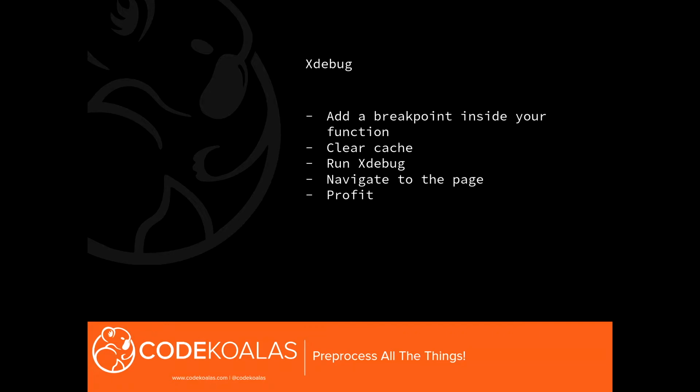So in xdebug, just like in a JavaScript debugger or console, you have your code here, and it's going to step through that when it loads the page. So you can add breakpoints to stop the code, and it will show you every variable that's available to you in the code. So in this, we're going to add a breakpoint in the function, clear the cache, run xdebug, and navigate to the page. And again, you'll profit. With xdebug, it's not going to show it on the page like it does with Kint. It'll show it in your IDE, your code editor.